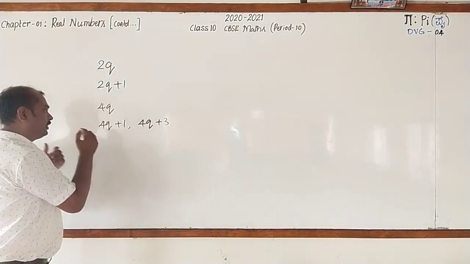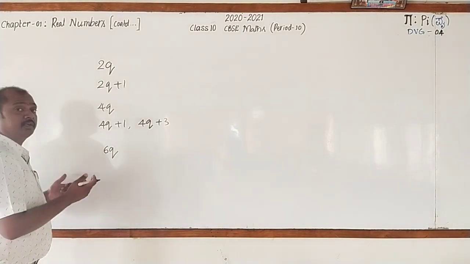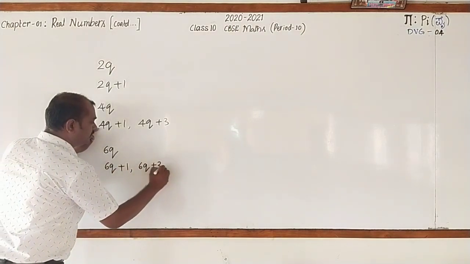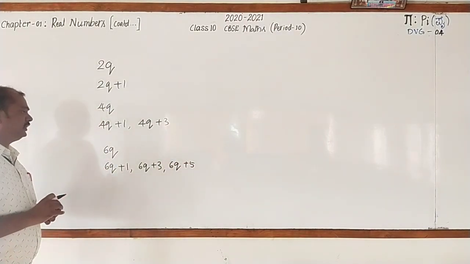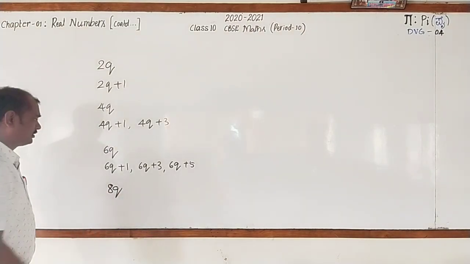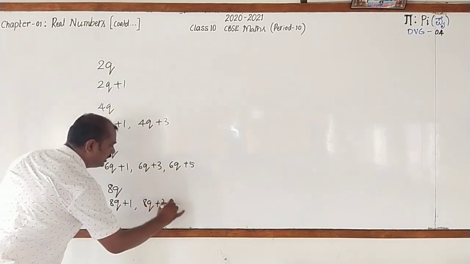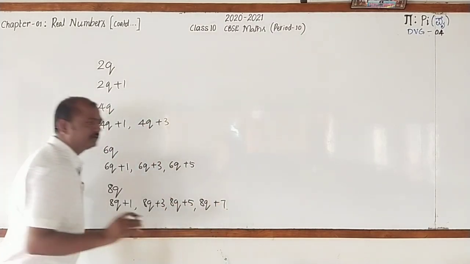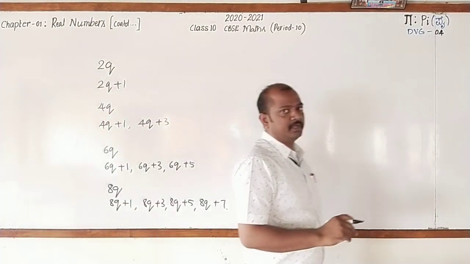Is it not? I take one more even number, 6q. How do you write the odd numbers? Odd numbers can be written as 6q plus 1, 6q plus 3, 6q plus 5. Then could you tell me another form of even number? It is 8q. Then tell the odd numbers. Odd numbers are 8q plus 1, 8q plus 3, 8q plus 5 and 8q plus 7. Is it done? And using this concept, we proved two important statements.